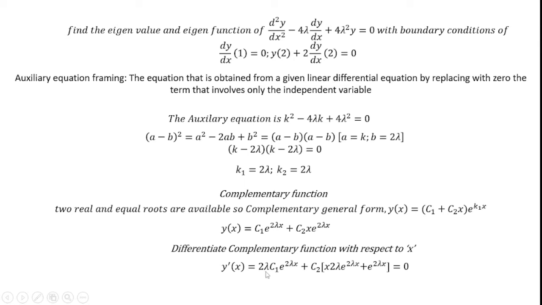y dash of x is equal to 2 lambda into e power 2 lambda x into c1. Likewise I got, here you see two terms available, plus c2 into x into 2 lambda e power 2 lambda x plus e power 2 lambda x, which is the formula for e power x into e power x, so that we can get the terms as like this is equal to 0. After that, what is the next step?